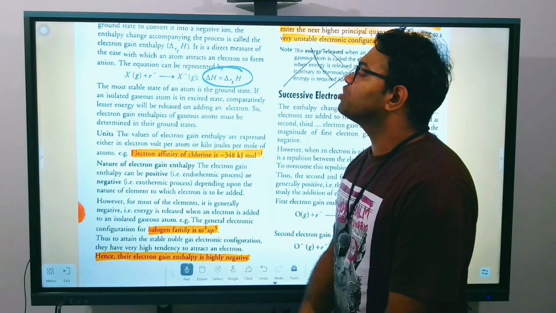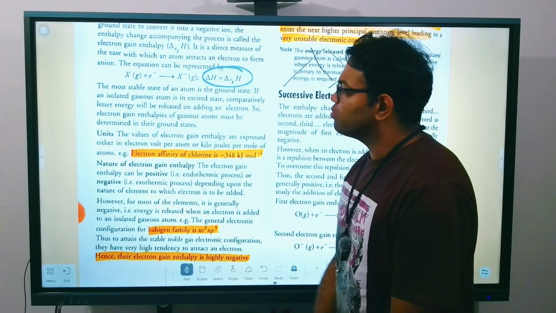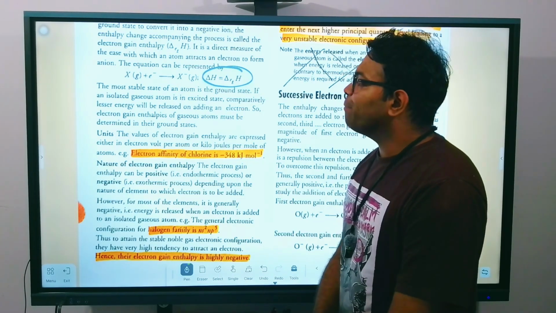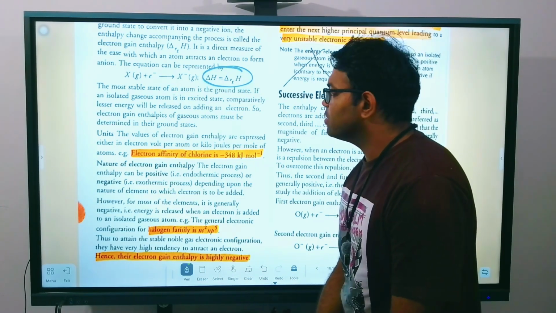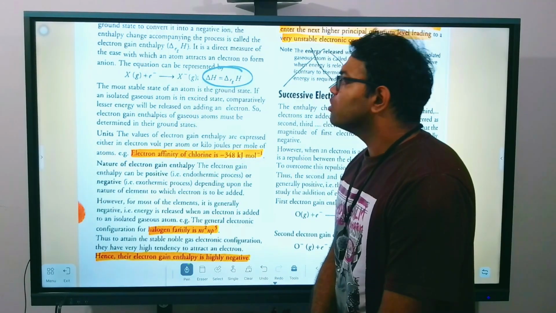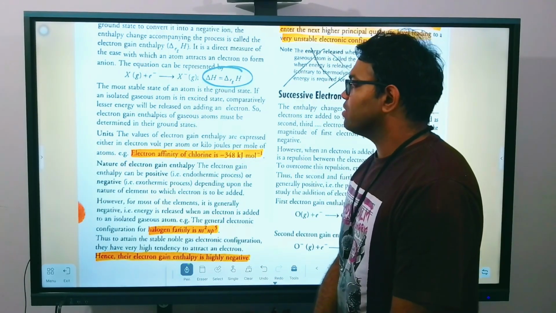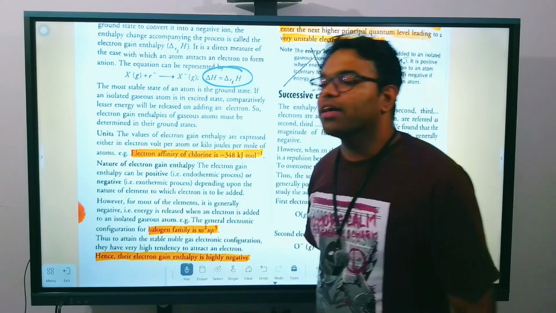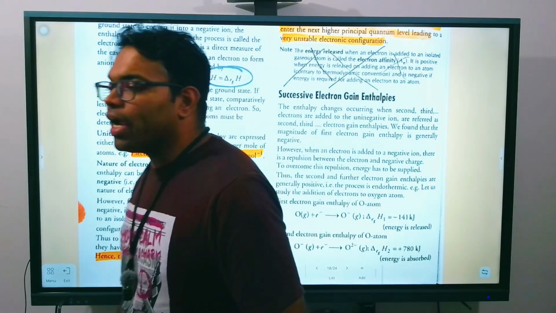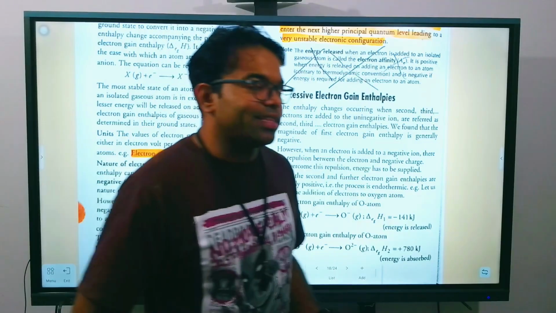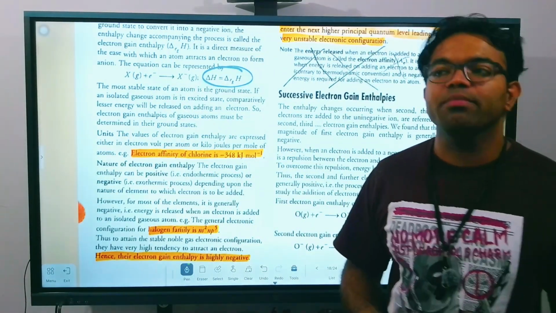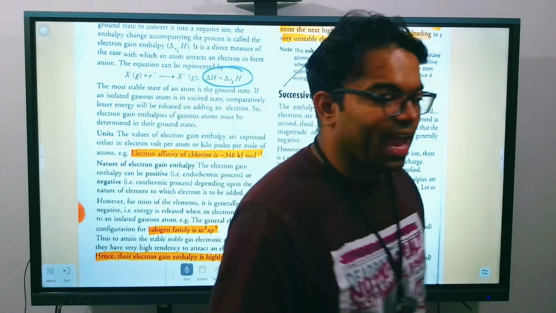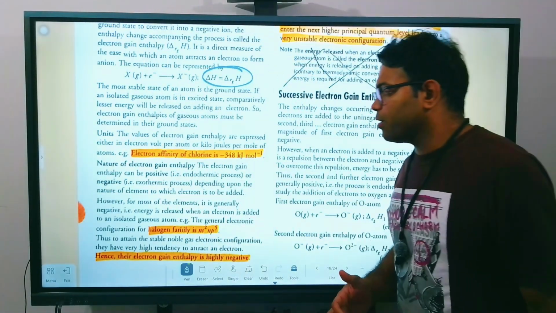The most stable state of an atom is the ground state. If an ionized gaseous atom is excited, comparatively less energy will be released on addition of an electron. So electron gain enthalpies of gaseous atoms must be determined in their ground state. In the ground state, we calculate the electron gain enthalpy. You have to make the atom gaseous in nature. You have to heat it up so that it becomes a gas, and then you do the experiment.